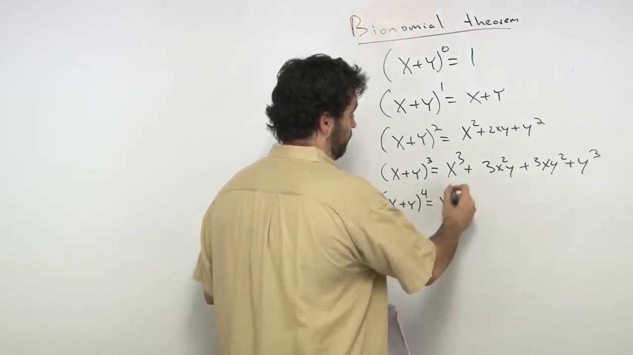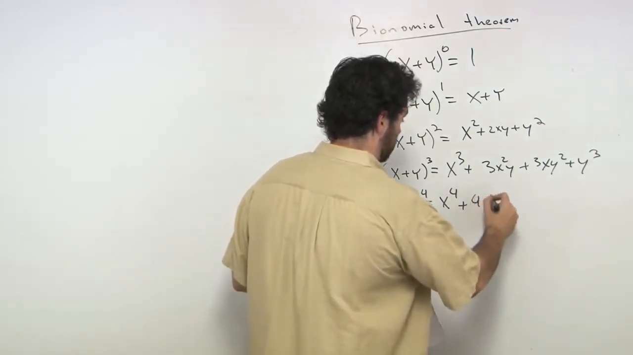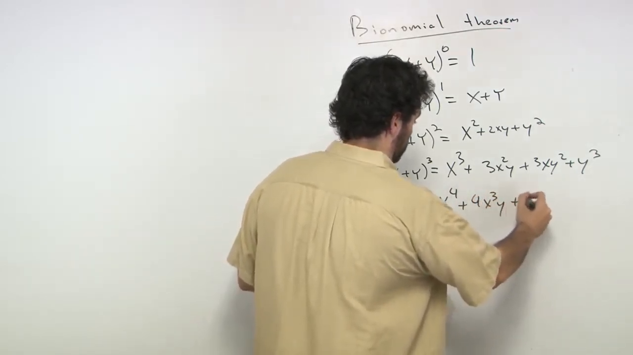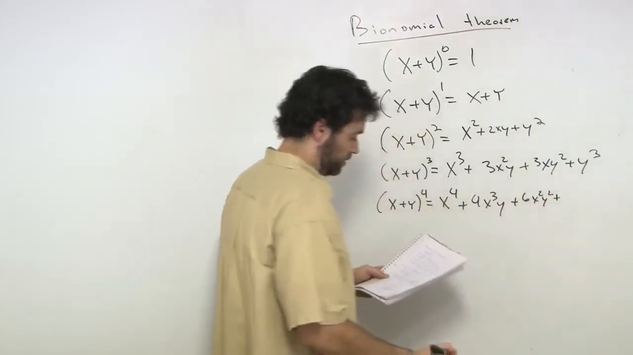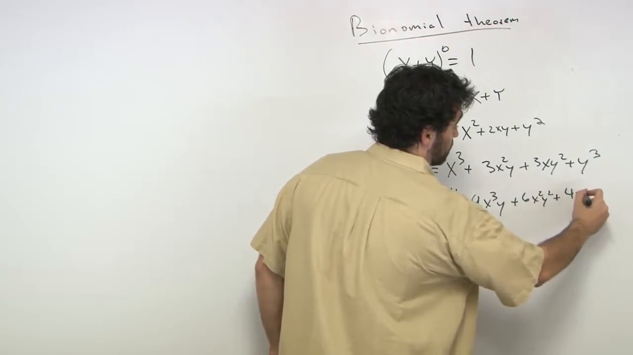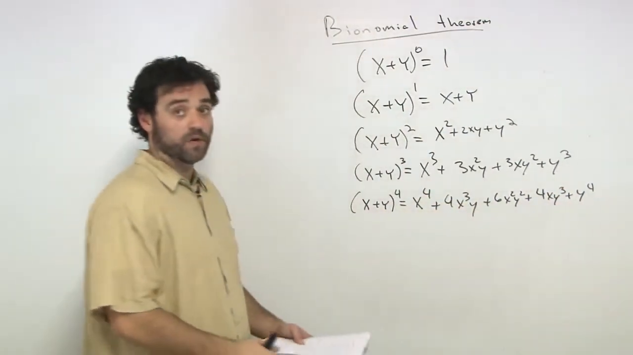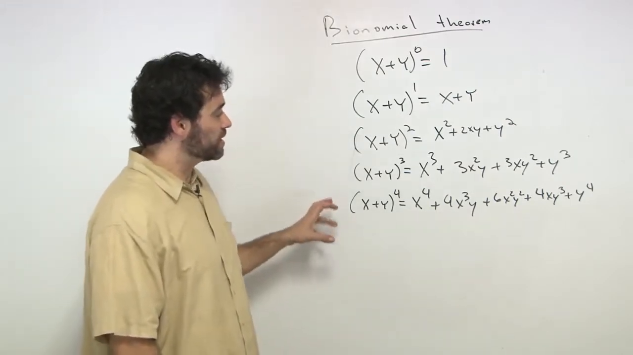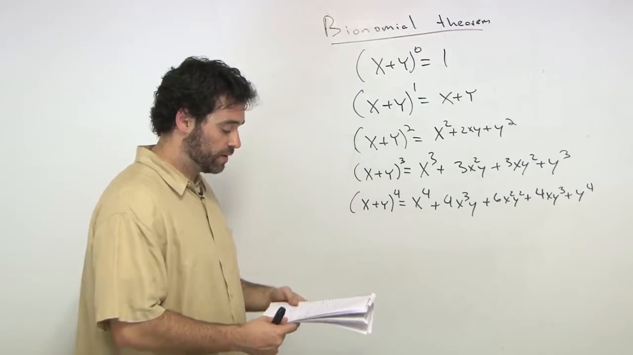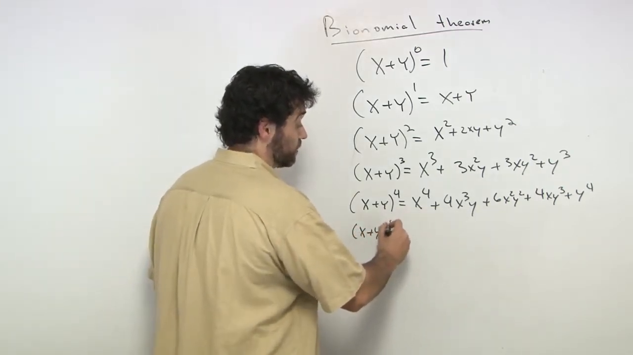What do we get there? We get x to the 4 plus 4x cubed y plus 6x squared y squared plus 4xy cubed plus y to the 4th. Okay, we should see some kind of pattern building right there, and that's what we're going to spend most of our time looking at, these patterns. And let's do one more, and we have x plus y to the 5th.